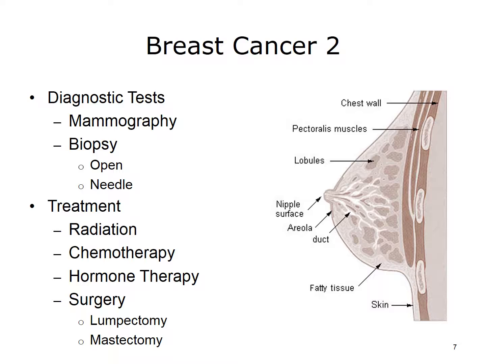When a breast cancer diagnosis is reached, treatment options include radiation, chemotherapy, hormone therapy, and surgery. Surgery can be a lumpectomy, where only the lump is taken out, or mastectomy, which is excision, that is, removal of the whole breast. Men can have breast cancer as well, but the number of cases is small.